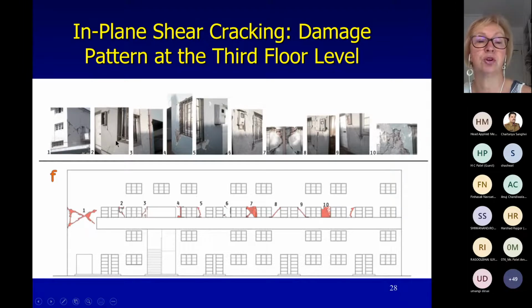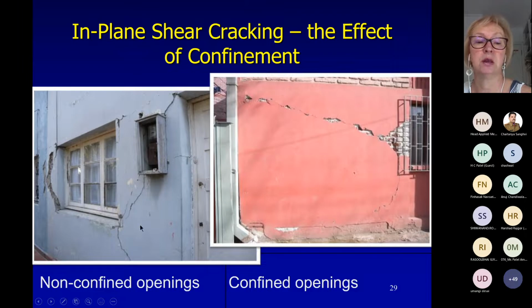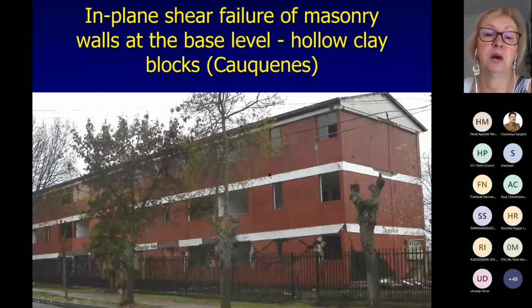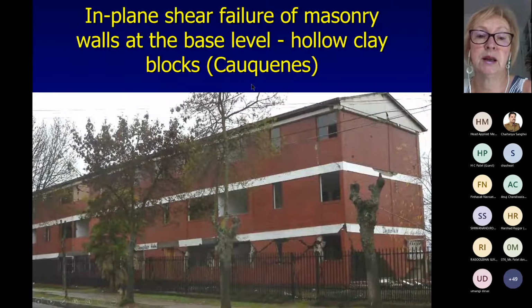These are all different photographs of damage, which were compiled by Chilean colleagues, and you can see typical patterns which we discussed before. This is again non-confined openings, confined openings. I talked about that before. I think I showed these photographs in another context. This is a building in the epicentral area.